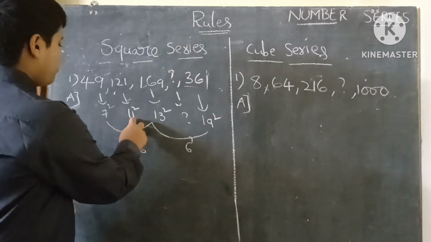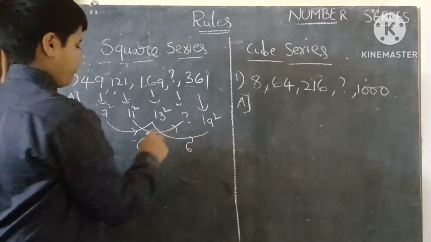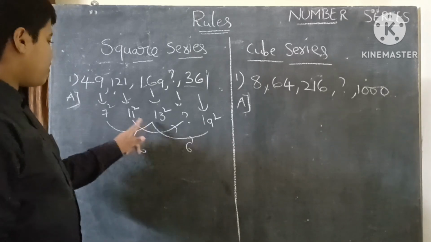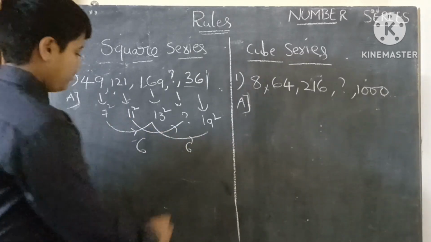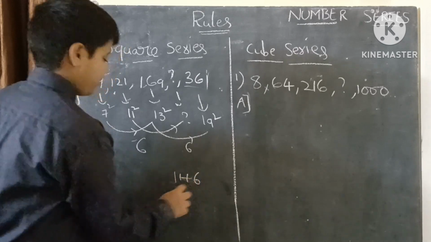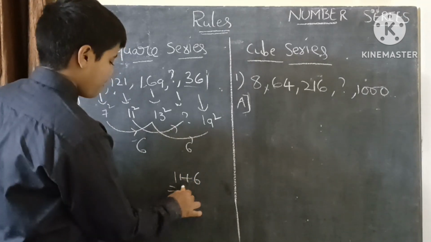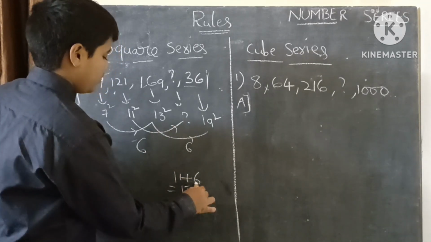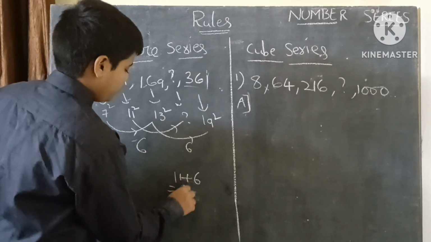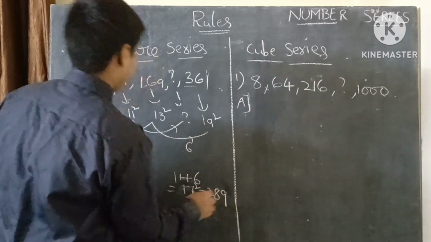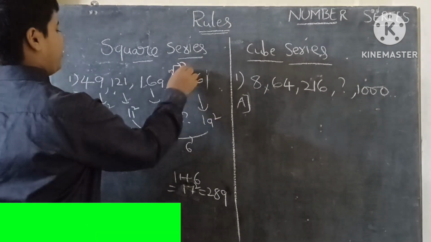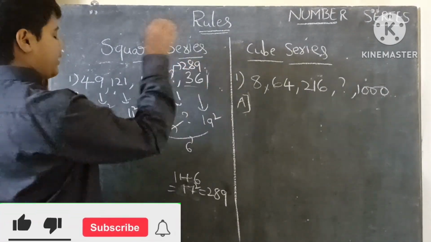So here also we have to put the same logic. So here 11 plus 6. 11 plus 6 becomes 17. So 17 whole square means 289. So the unknown number is 289.